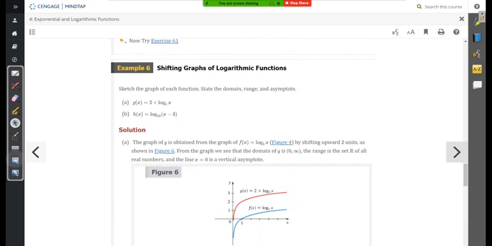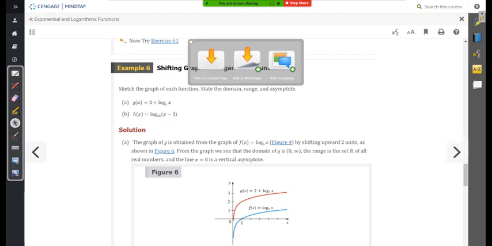Same thing with shifting. We follow the exact same rules as before. For A, it looks like we're going up 2 units, and for B, it is now x minus 3, so this tells me I'm going to go to the right 3 units, and that's really it.